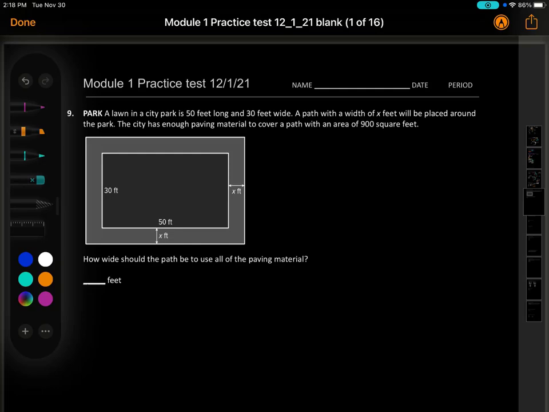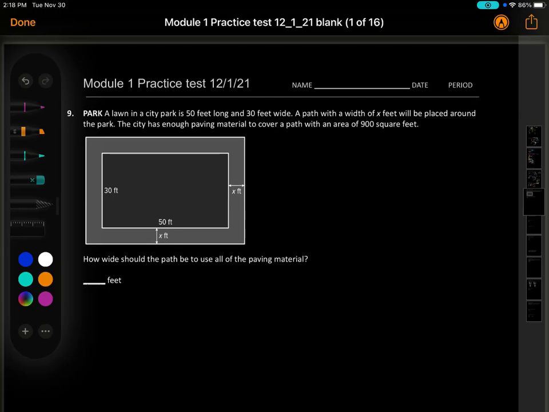All right, a lawn in the Park City is 50 feet long and 30 feet wide. A path with a width of x will be placed around the park. The city has enough paving material to cover a path with an area of 900 square feet. How wide should the path be to use all of the paving material?